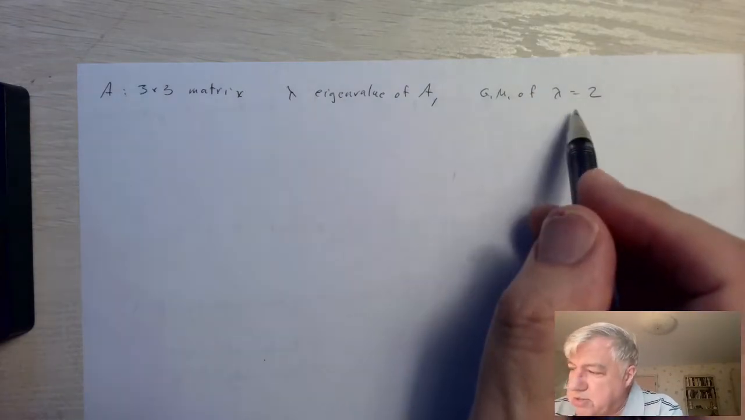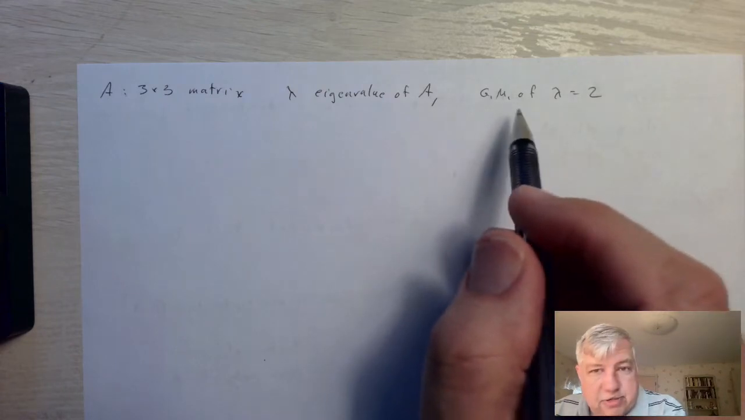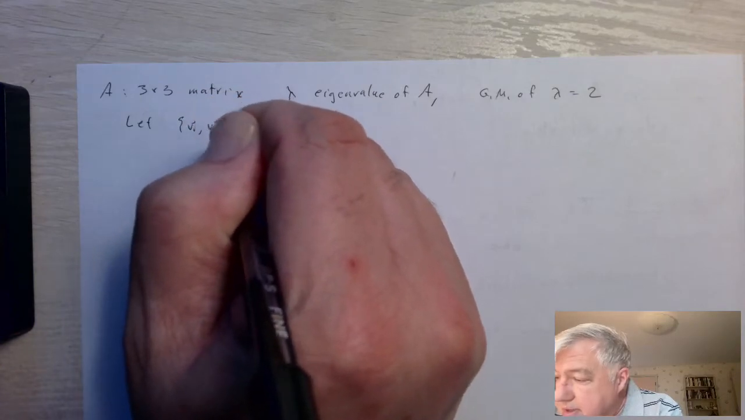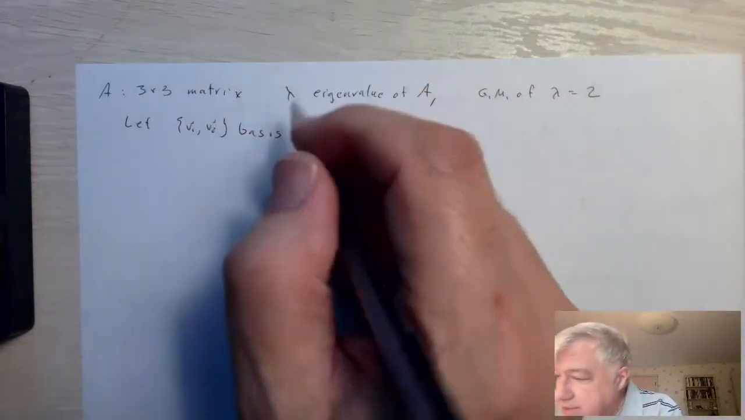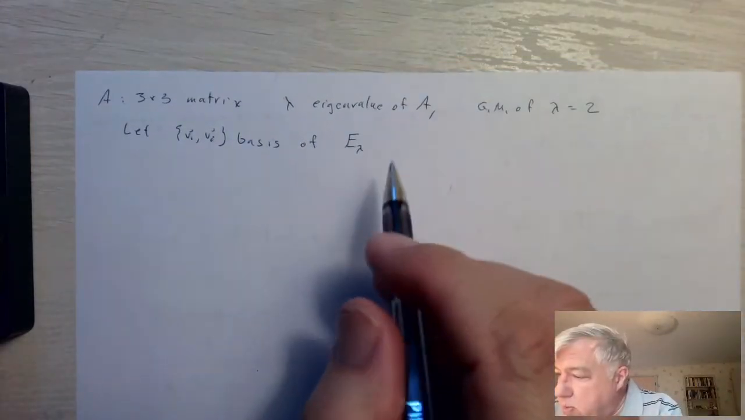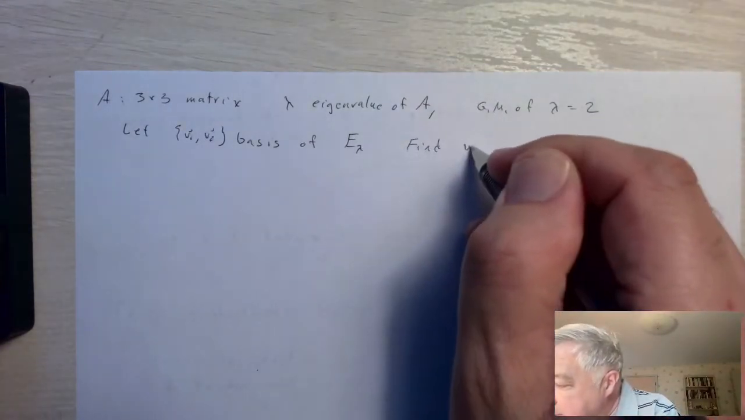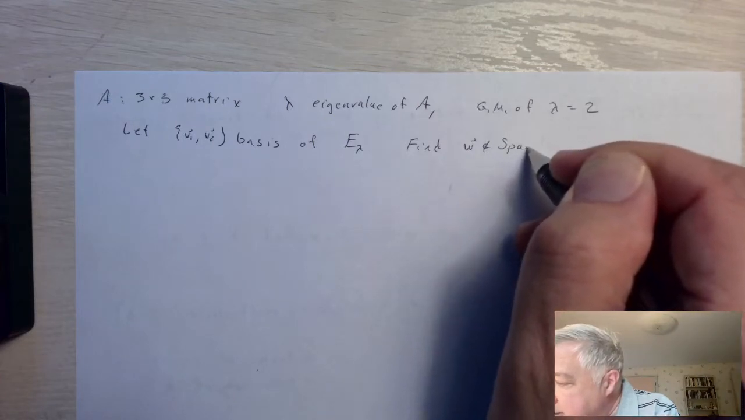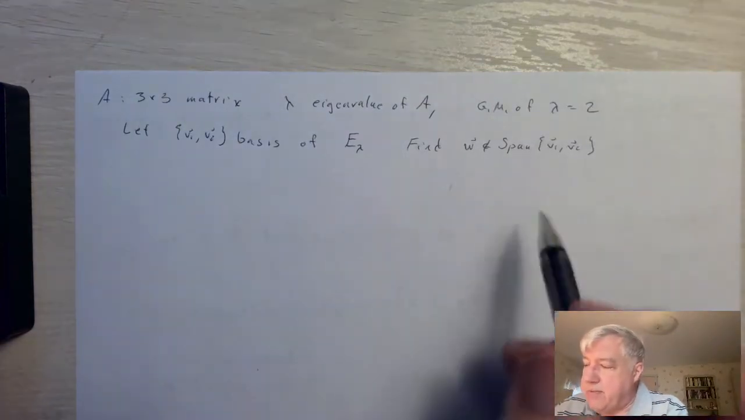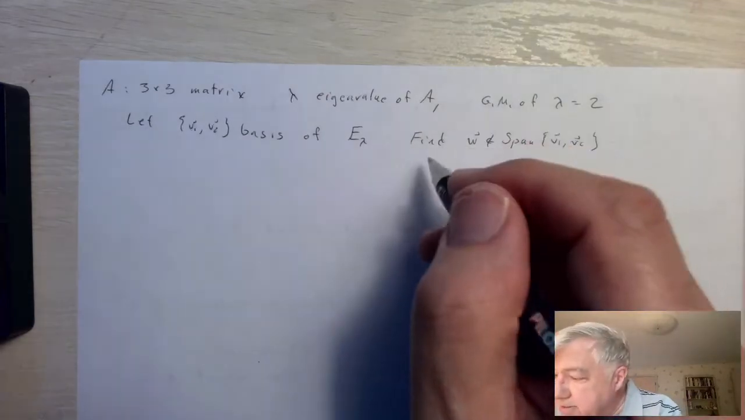Alright, so the geometric multiplicity is 2. That means any basis of the eigenspace is exactly two vectors. So let's let v1 and v2 be a basis of the eigenspace E lambda. Now we can easily find a vector w which is not in the span of v1 and v2. And then that would mean that v1, v2, and w are going to be linearly independent.